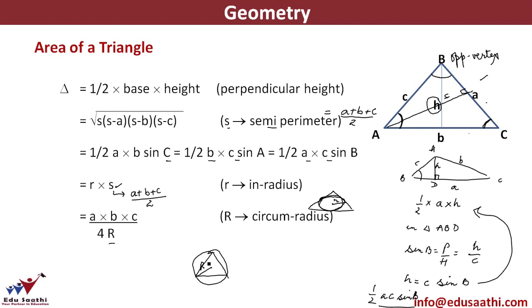The radius of the circle which is formed inside the triangle is known as incircle, and which is formed outside is known as circumcircle. So if I talk about this, the radiuses would be inradius and circumradius. These are the two formulas that will be used when inradius or circumradius is given to us.